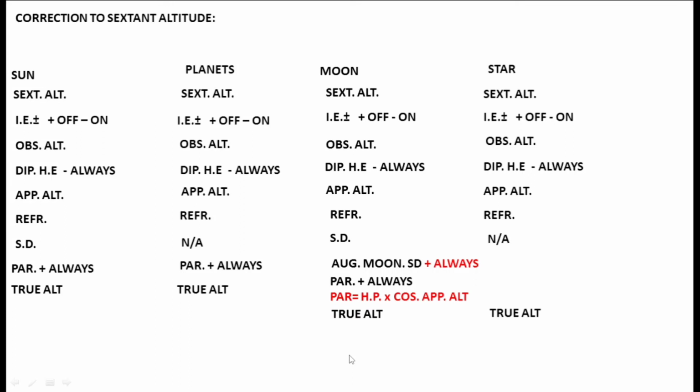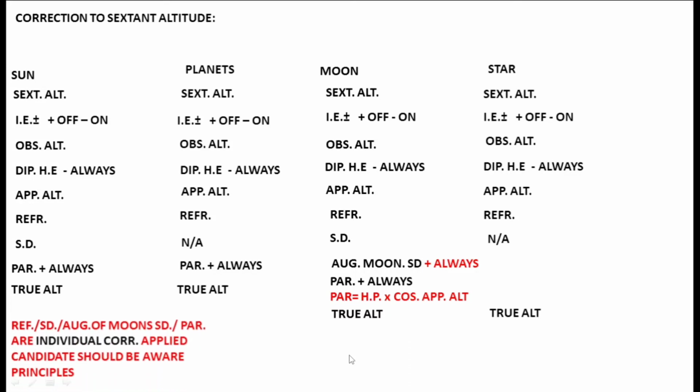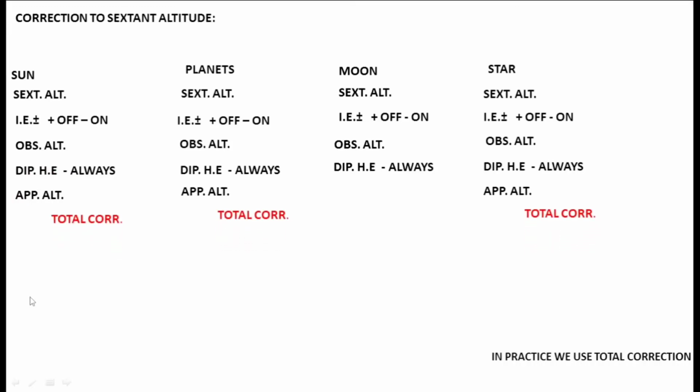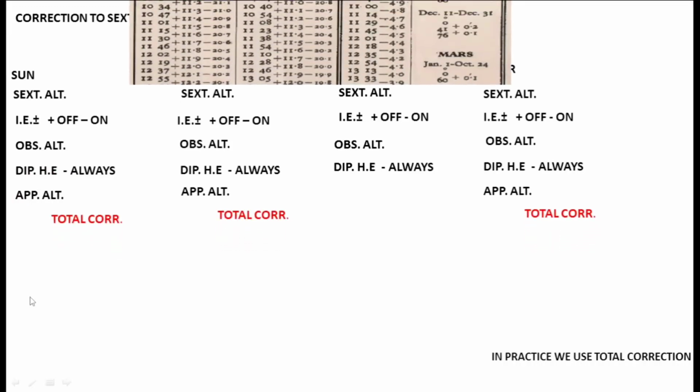So this is how you go about solving for corrections for sextant altitude. Of course, these are all individual corrections. You just have to be aware of it. It's a principal thing. Sometimes it can be asked. Though in practice you don't use it, we use total corrections instead. So we calculate apparent altitude. Then we use total correction.